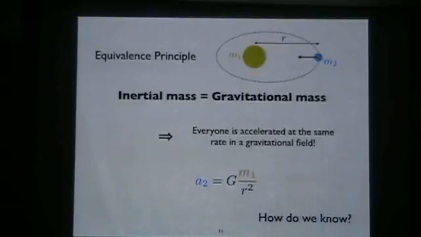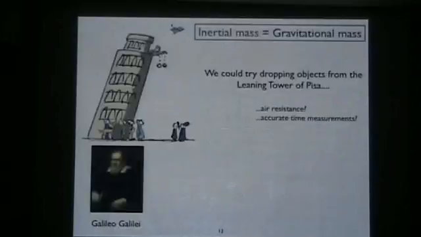And because of that, it's important to make sure that it's really a true property of our world. So you can ask a very important question. This is almost, you would say, a counterintuitive statement. How do we know that this is true? How do we know that everything is accelerated at the same rate in a gravitational field? Well, we could try dropping stuff off the Leaning Tower of Pisa, and that's the famous story of what Galileo did. I don't really know if this happened or not. I know it's a thought experiment he wrote about.